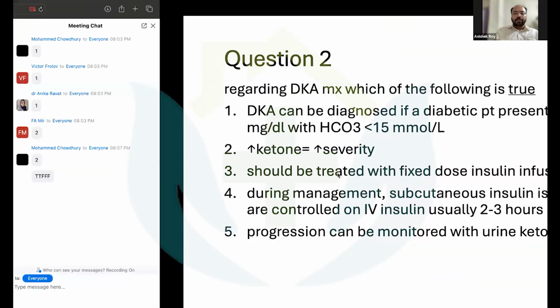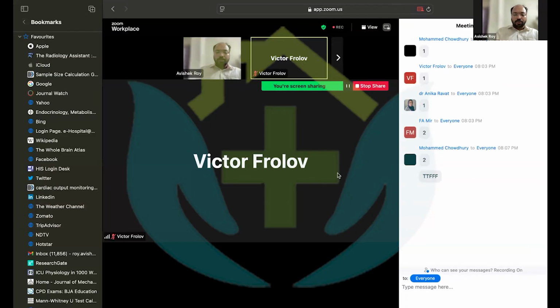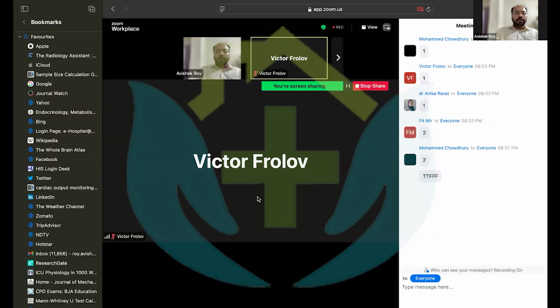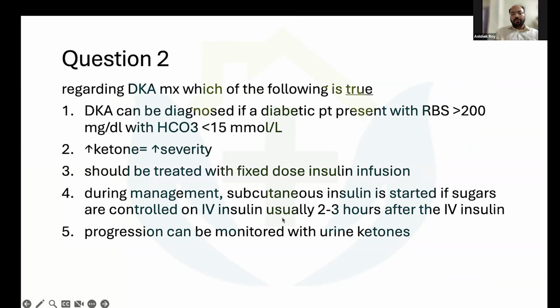Should be treated with a fixed dose insulin infusion is again true. It's not false, because during DKA management we don't follow the variable rate insulin infusion, that is the VRIII regime. VRIII is variable rate, where we give 0.1 units and then monitor the sugars. So the insulin infusion in DKA is known as FRIII, fixed rate IV insulin infusion. So it's a fixed dose. That's true. And obviously option 4 is false, and option 5 is obviously false.